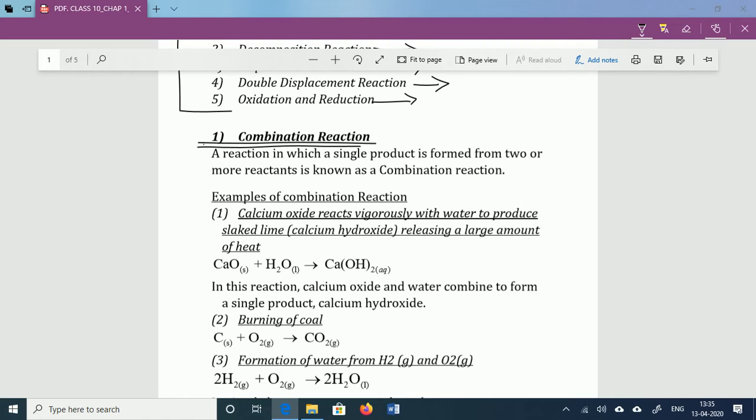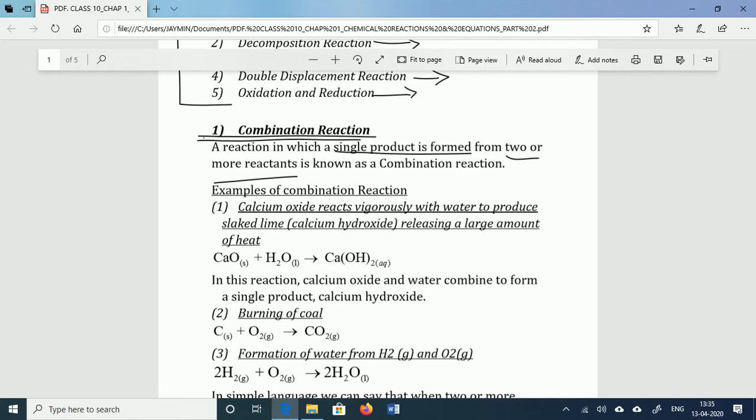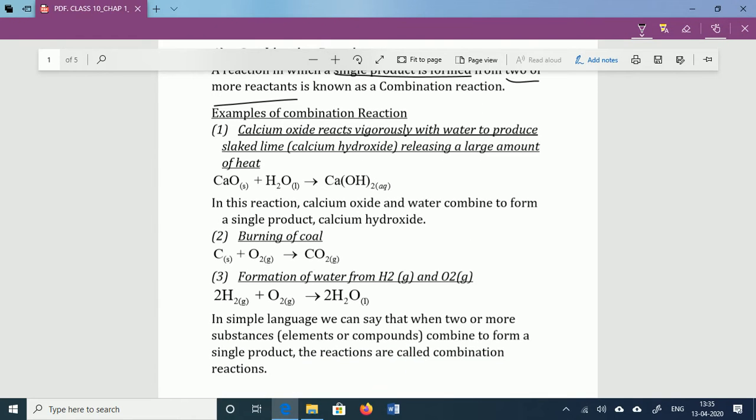Okay, so simple. Here in the combination reaction, two or more reactants react with each other and make a single product. Means a single product is produced from two or more reactants, that is called a combination reaction. If we talk about examples, the first common example is calcium oxide, also called quicklime. When we add quicklime into water, it will produce slaked lime, calcium hydroxide.